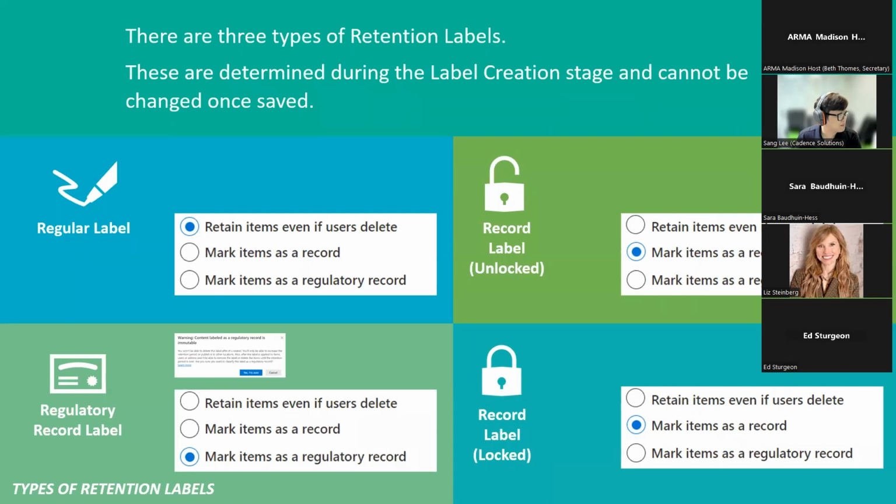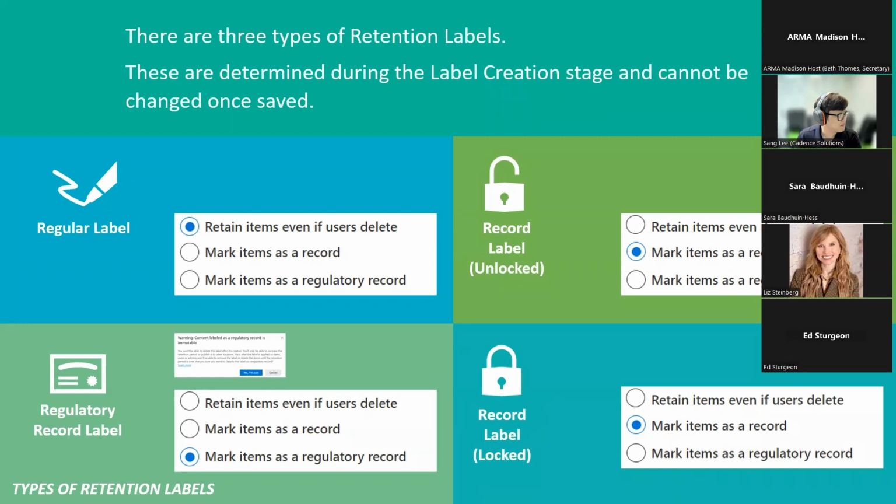Next, I'll talk about the record labels. Record labels are different: we can mark items as records, and by doing so, users cannot delete the item anymore. When you try to delete an item that has been labeled with the record label, it prevents you from deleting it, even if you are a global admin. Now, there are two different states, unlocked and locked, and I will go over the main differences of the two later down the road. But when we first apply the label, you can say that it is unlocked or locked.